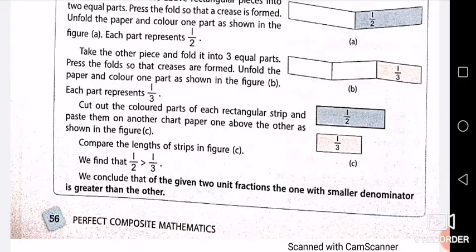Now you can clearly see from this activity that 1 by 2 is greater than 1 by 3. Now we conclude that of the given two unit fractions, the one with smaller denominator is greater than the other. The one with smaller denominator is greater than the other. So now this comparison exercise only we have.